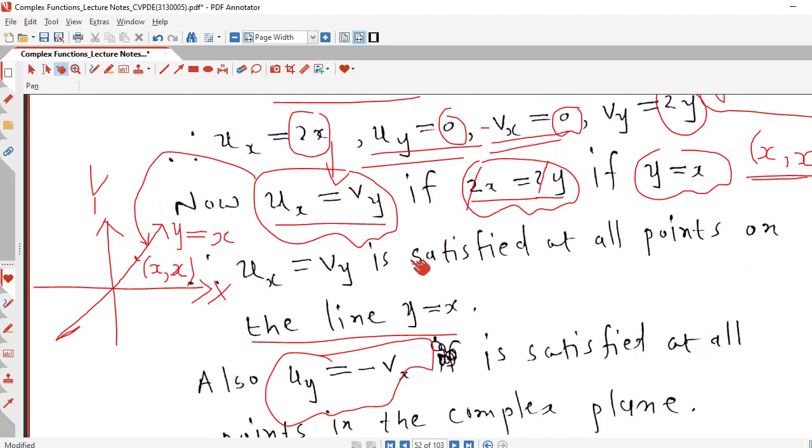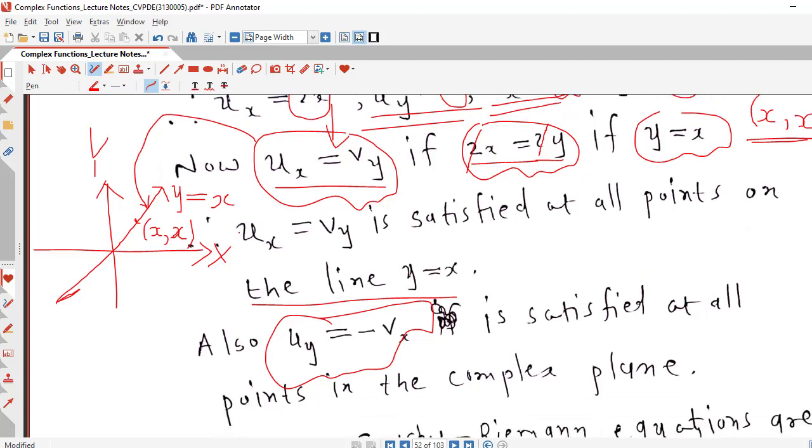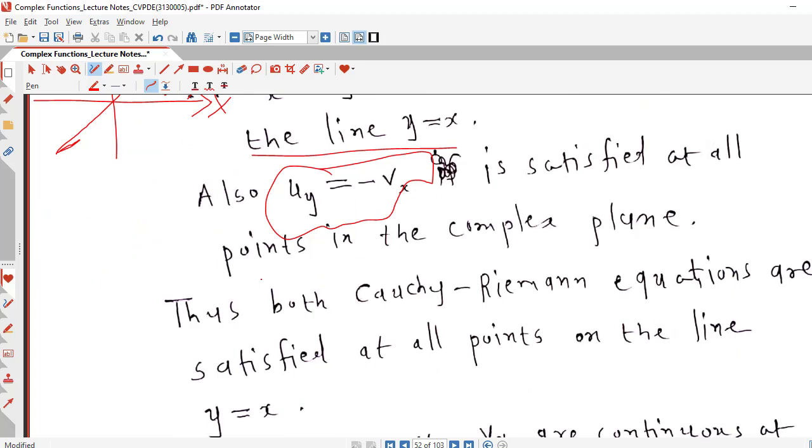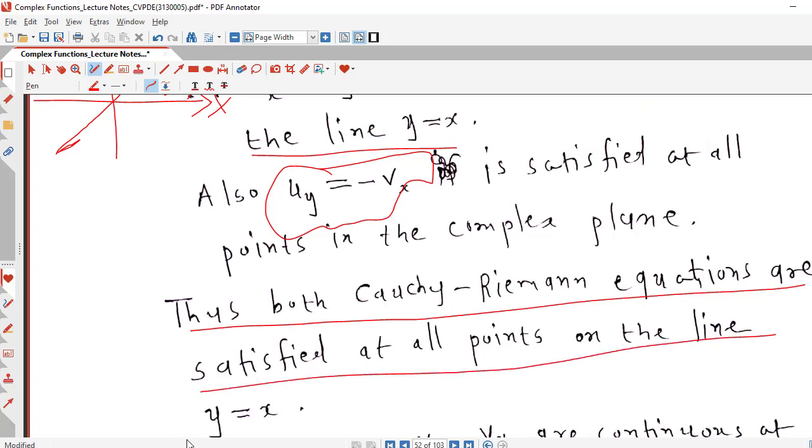and this equation is satisfied at all the points on the line y equal to x. But we are interested in the points at which both equations are satisfied. So what we can say, both Cauchy-Riemann equations are satisfied at all the points on the line y equal to x. So I have written here, both Cauchy-Riemann equations are satisfied at all points on the line y equal to x.